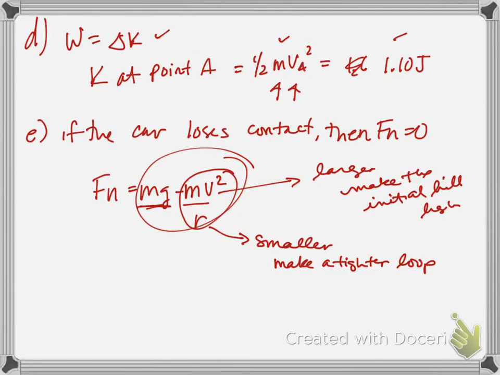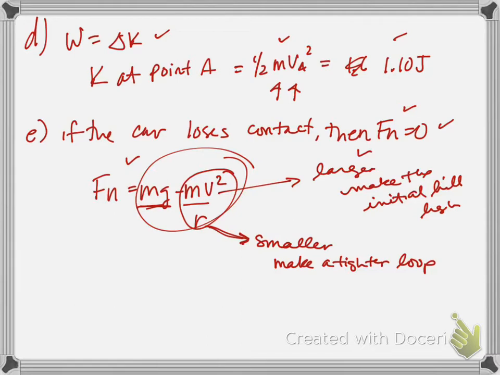So how did that work? 1 point for indicating that the radius needs to be smaller. That means a tighter loop. That would then refer to this equation here for another point. And then indicating that the cart will lose contact when the normal force is less than or equal to 0. Or you could indicate that when the normal force is equal to 0, they lose contact with the hill. Making the first hill higher, and then saying that for either one, the speed at A will be greater.